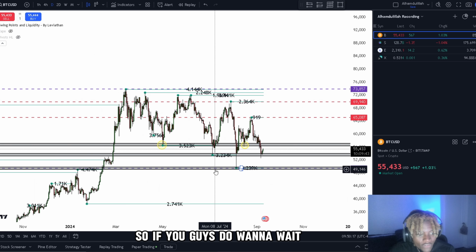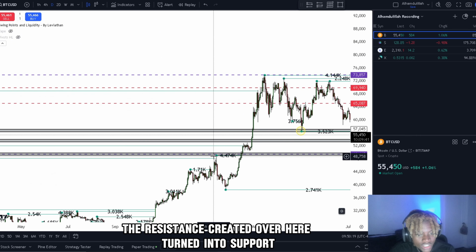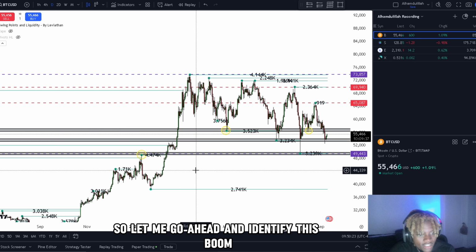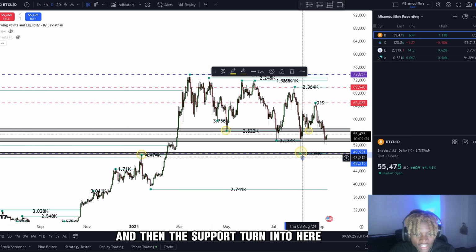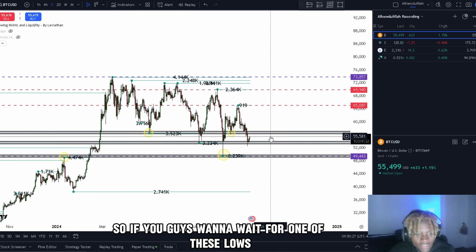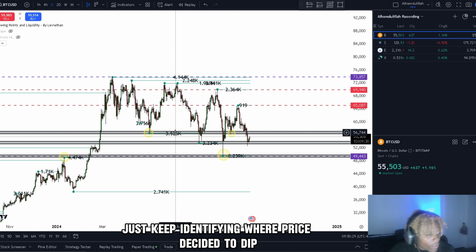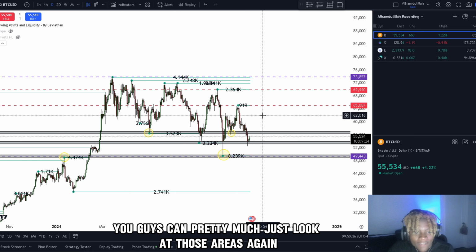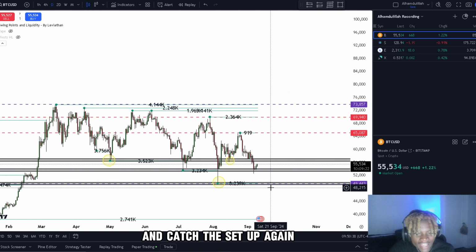Okay? So if you guys do want to wait for this again, once again, the resistance created over here turned into support. So let me go ahead and identify this, boom, and then the support turned into here. So if you guys want to wait for one of these lows, just keep identifying where price decided to dip and where price dipped and then bounced from the past. And then you guys can pretty much just look at those areas again and catch the setup again.